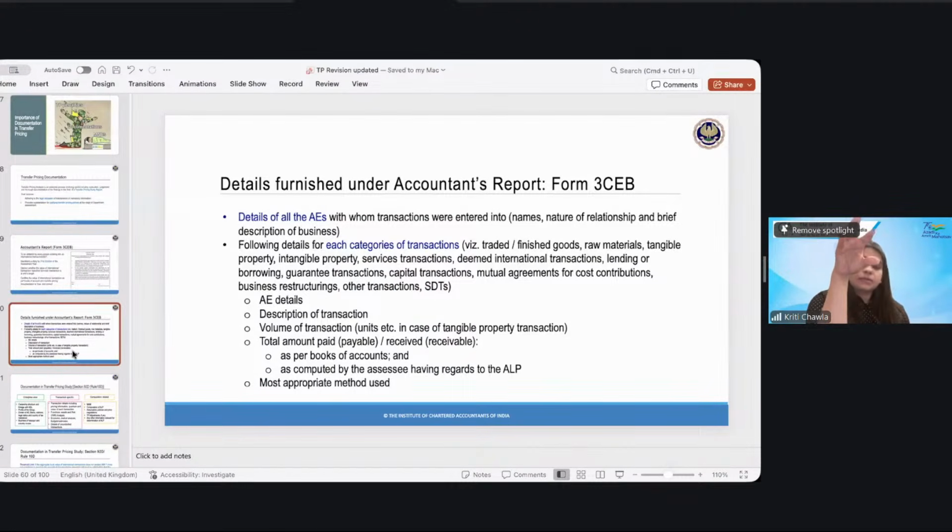You have to provide the description of transaction. You have to provide the volume of the transaction, the units in case of tangible property transaction. Then you have to talk about the total amount which is paid or payable or received or receivable. This is as per the books of accounts and as per computed by the assessee having regard to the ALP. And then you have to talk about the most appropriate method which is used. So these are the details that are to be provided under the accountant's report.